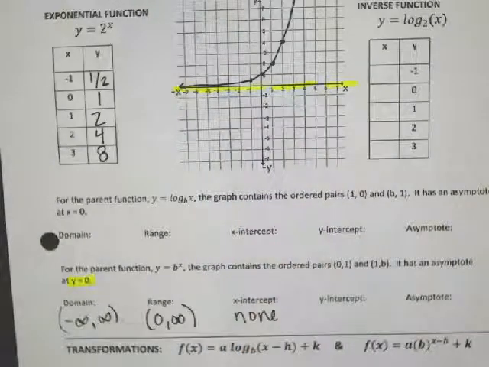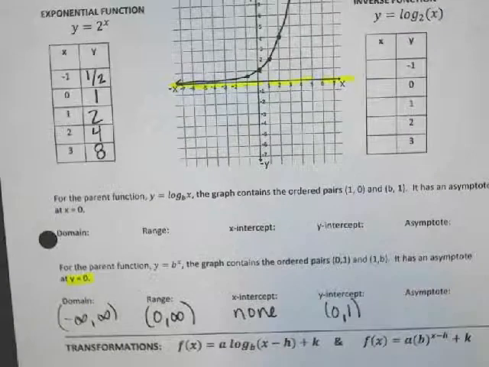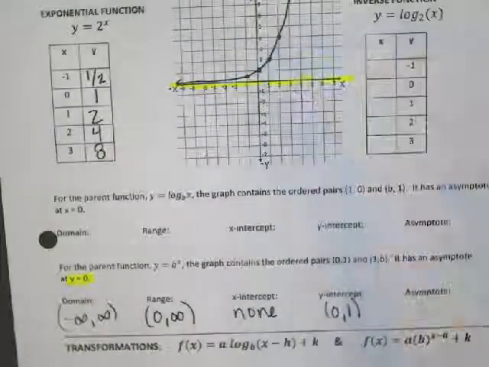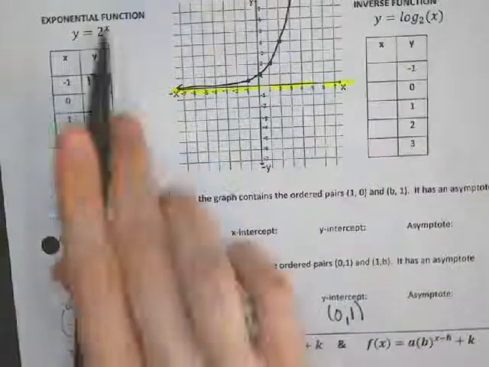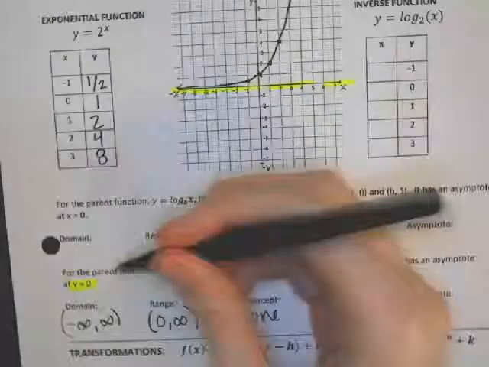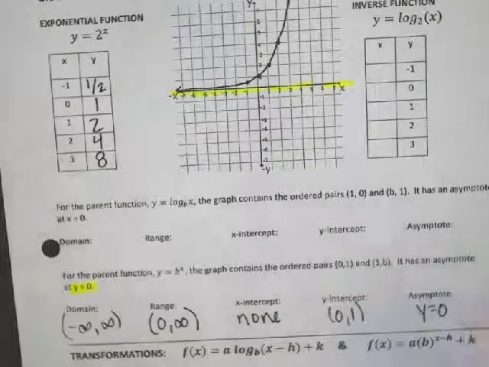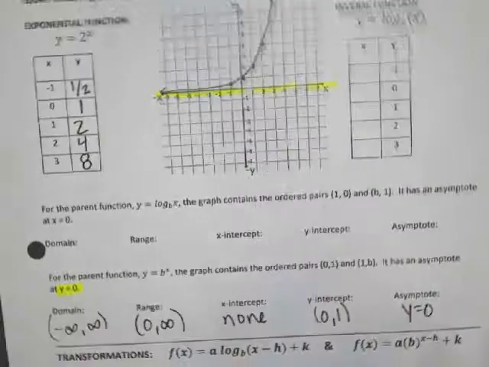What about y-intercept? Where's the y-intercept on this one? It's a coordinate. 0, 1. Right there, it crosses at 0, 1. Every parent function, regardless of the base, will be at 0, 1, because anything to the 0 power is 1 all the time. Okay, asymptote we already talked about. We said the asymptote was at y equals 0. All right, so question on the exponential function. How to find domain and range, intercepts, and asymptote.